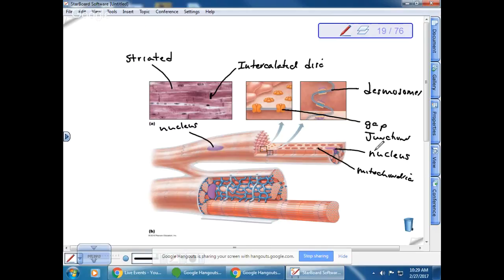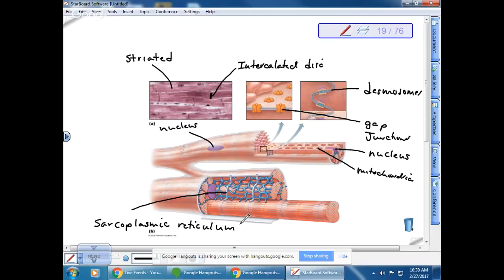Now there's one other thing that I want to mention here. This is a very special structure that is only found in muscle cells, and this is called the sarcoplasmic reticulum. So if you remember from your cell biology, we had endoplasmic reticulums, smooth and rough. So this is just a special type of endoplasmic reticulum, and it's called sarco.